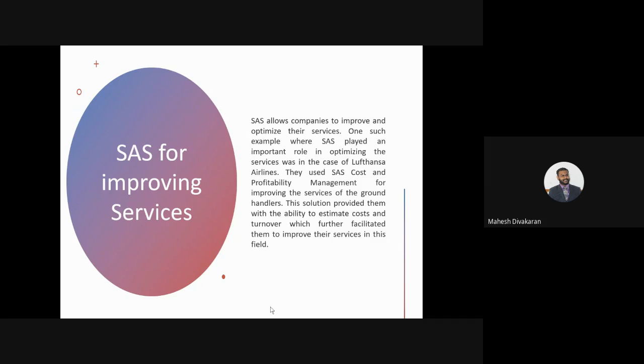Then SAS is used for improving services. It is used to optimize different data or different problems using its powerful algorithms. One example is an airline, which used SAS to manage costs and profitability, improving its service and its ground handlers. Many major companies and technology giants use SAS for their analytics, as well as to improve their services.